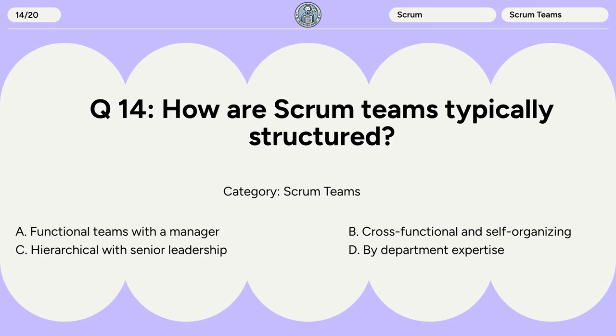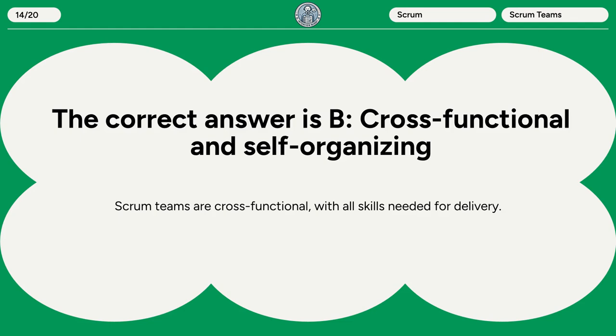Question 14. How are Scrum teams typically structured? A. Functional teams with a manager. B. Cross-functional and self-organizing. C. Hierarchical with senior leadership. D. By department expertise. The correct answer is B. Cross-functional and self-organizing. Scrum teams are cross-functional, with all skills needed for delivery.